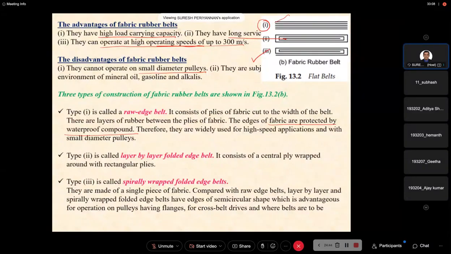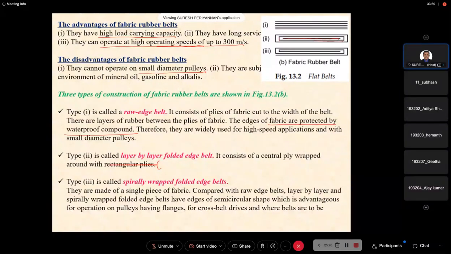The second one is the layer by layer folded edge belt. It consists of a center ply. See here, the center ply is warped around the rectangular plies, each rectangular ply. In this case, the rubber may or may not be fabricated with the fabric in this layer by layer folded edge belt.